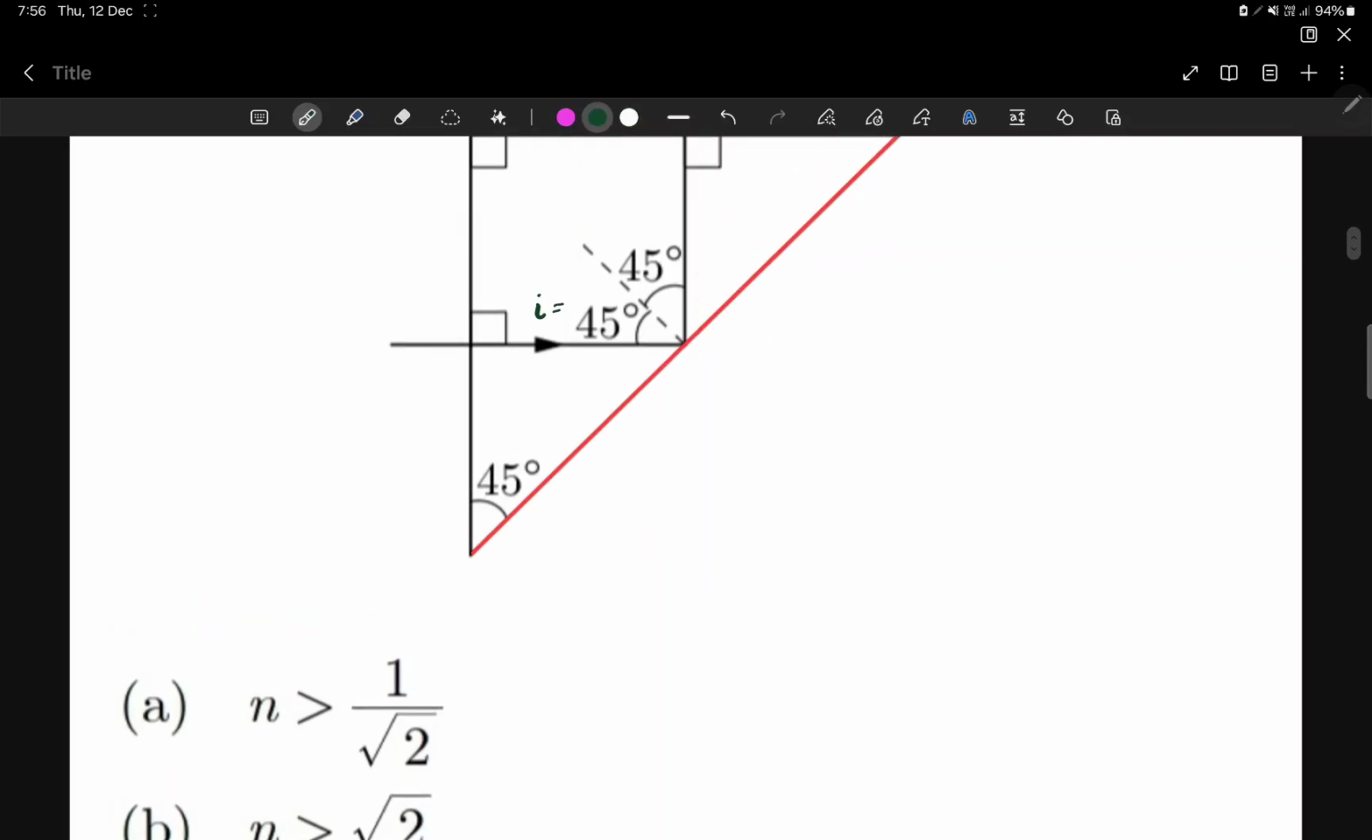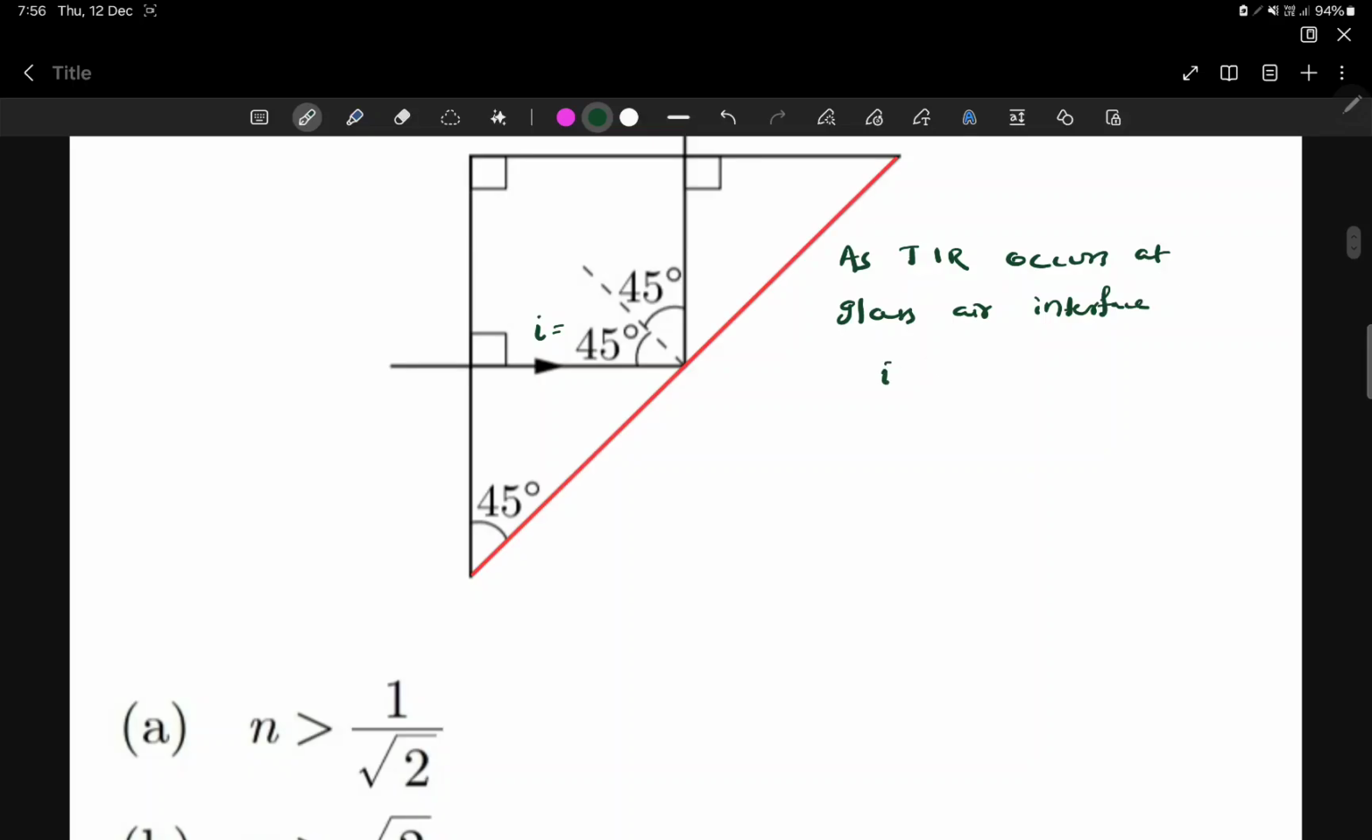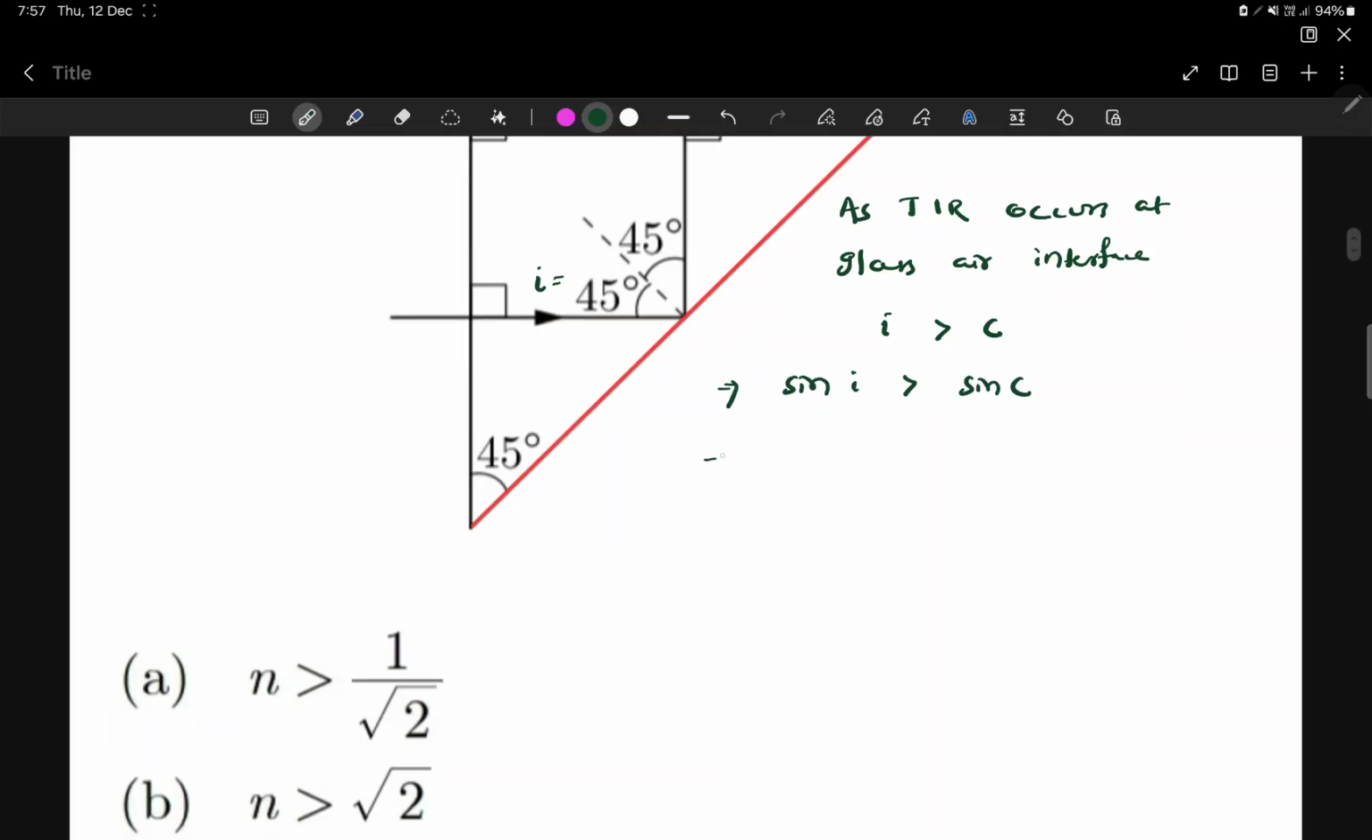As total internal reflection occurs at the glass-air interface, that means we can write angle I is greater than angle C, which implies sin I is greater than sin C. Here angle I is 45 degrees. So sin 45 degrees is greater than sin C. Now tell what is sin C?